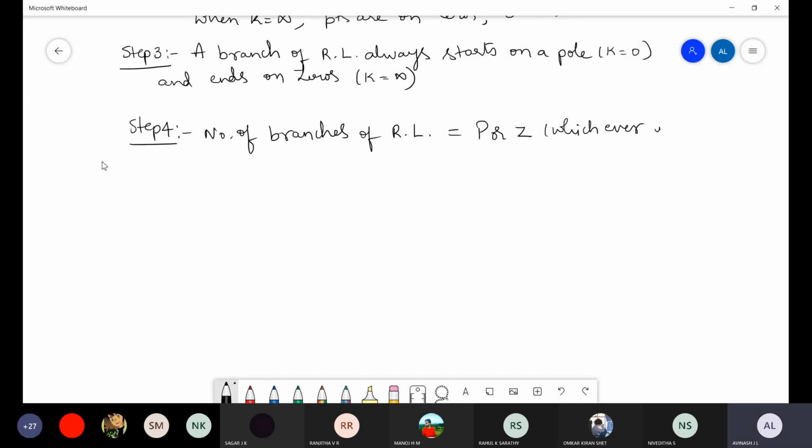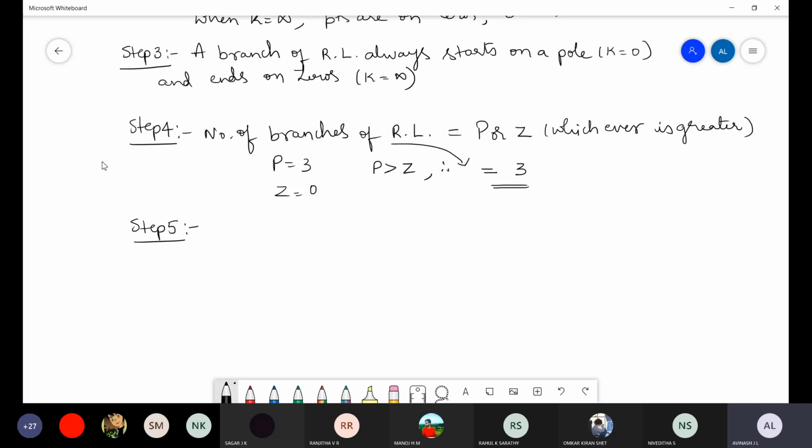Whichever is greater. So here P is equal to 3 and Z is equal to 0. So P is greater than Z. So I can say that the number of branches will be equal to 3. Therefore, the number of branches is 3. I think this is very simple, you can understand very easily. The number of branches is equal to 3.